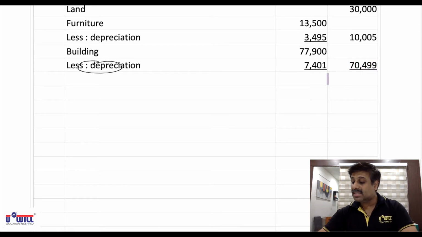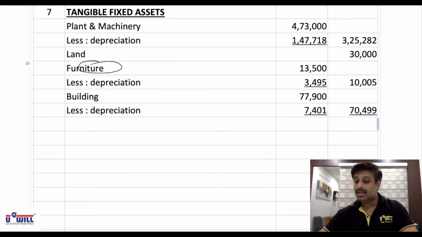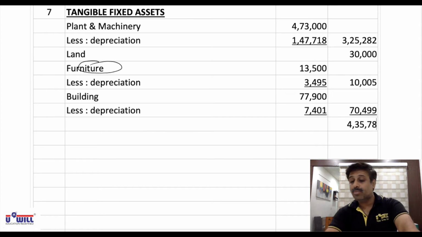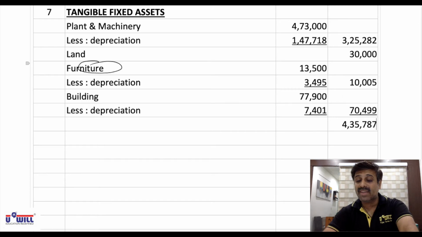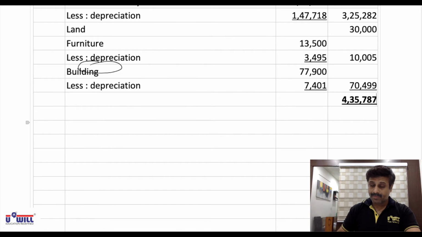Now total 70,499 plus 10,005 plus 30,000 plus 325,282, that comes to 435,786. Okay, once again, 325,282 plus 30,000 plus 10,005 plus 70,499 comes to 435,786.